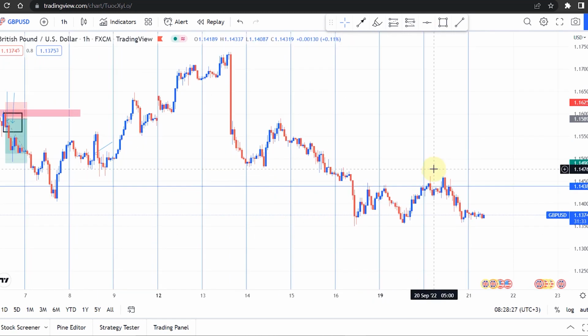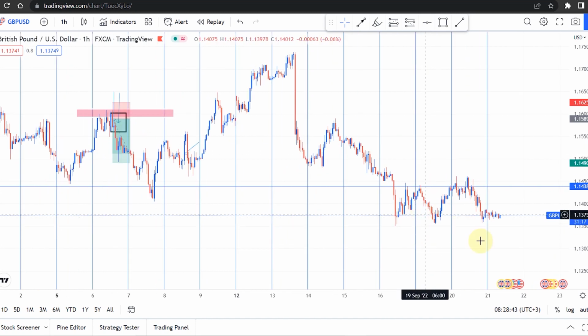The whole thing is for you to identify when a session opens and closes. The London session opens at 8 a.m. London time, and that's about 10 a.m. East African time. That's about 8 a.m. probably South African time. Basically just like that.